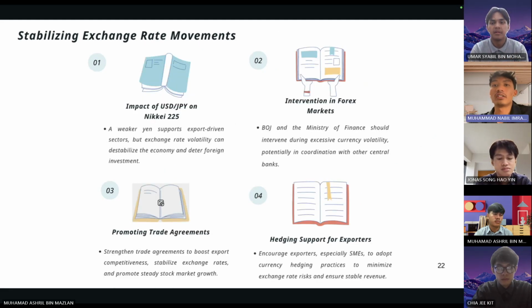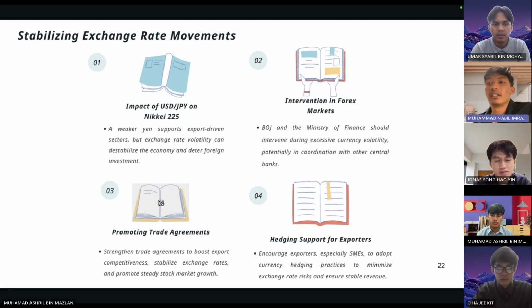So the last one is stabilizing exchange rate movements. The Nikkei 225 stock index has a strong positive relation with the USD/JPY exchange rate. While a weaker yen boosts Japan's export-driven sectors, excessive volatility can destabilize the economy and discourage foreign investment. To promote exchange rate stability, the following strategies are recommended.